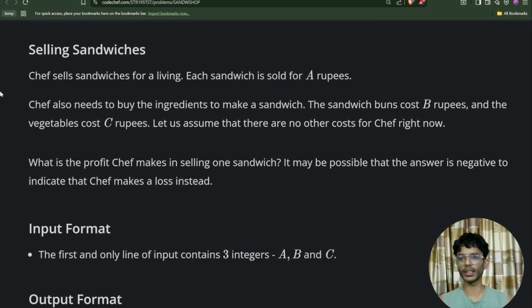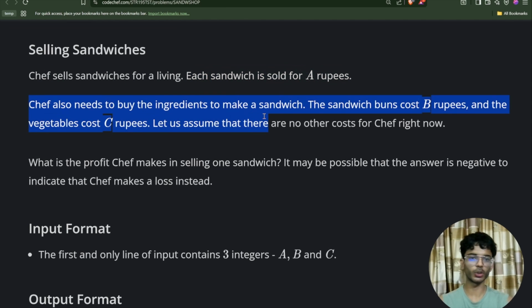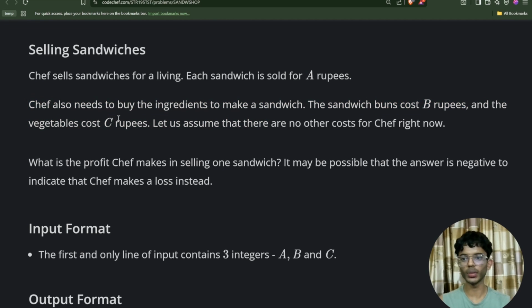Today's question is selling sandwiches. In this question, chefs sell sandwiches for a living. Each sandwich is sold for 8 rupees. Now, chef also needs to buy ingredients to make a sandwich. The sandwich bun costs 3 rupees and the vegetables cost C rupees. Let us assume that there are no other costs for chef right now.